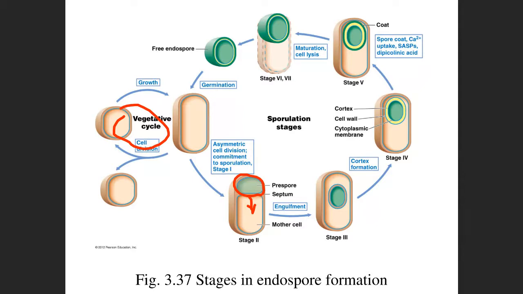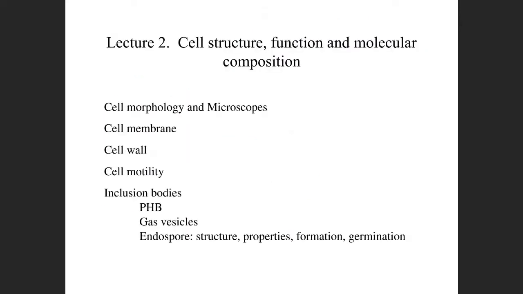And so topologically, this is still a cell wall. And this cell wall is being made stronger and stronger by the mother cell. And the mother cell then produces a coat. And eventually the mother cell will program itself to die and release the endospore. And that's the process of how an endospore is formed. Okay. So these are three examples of inclusion bodies that bacteria can have.